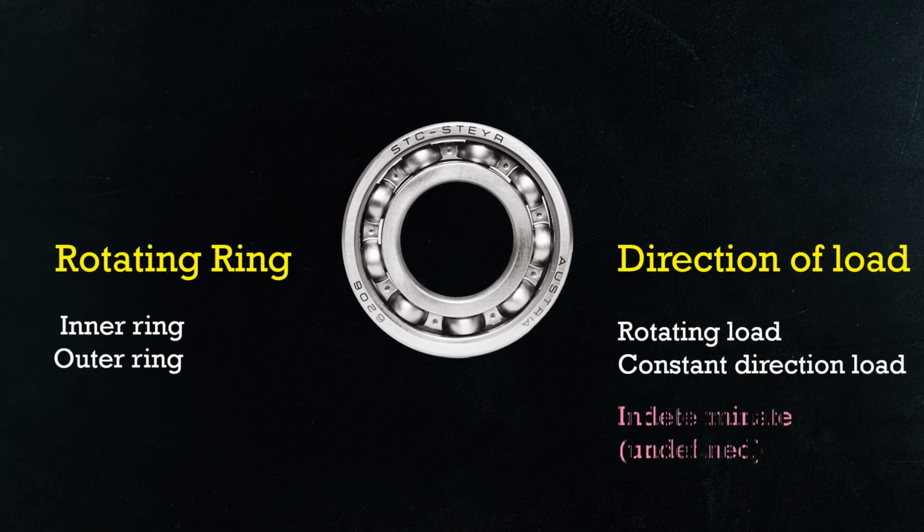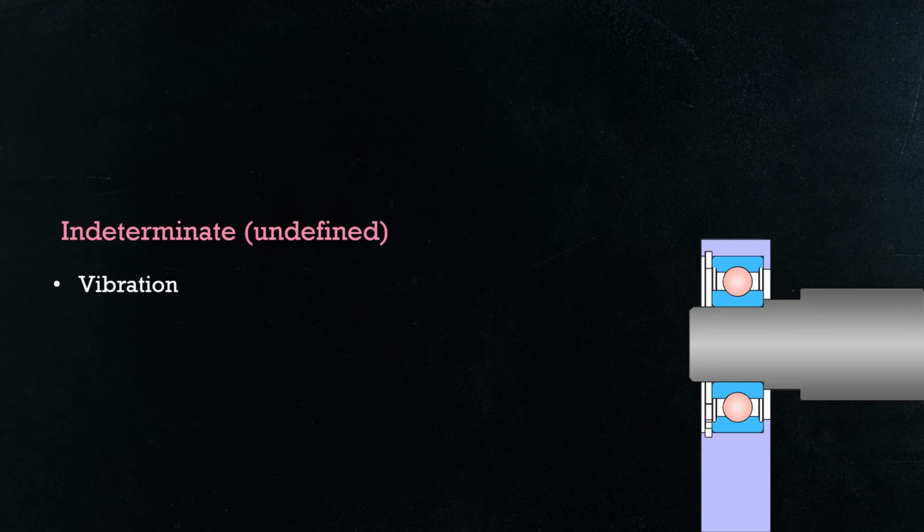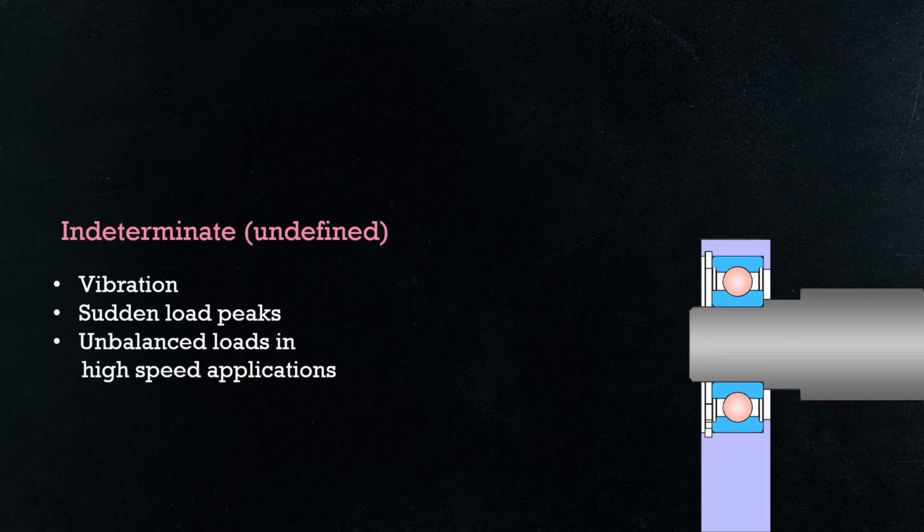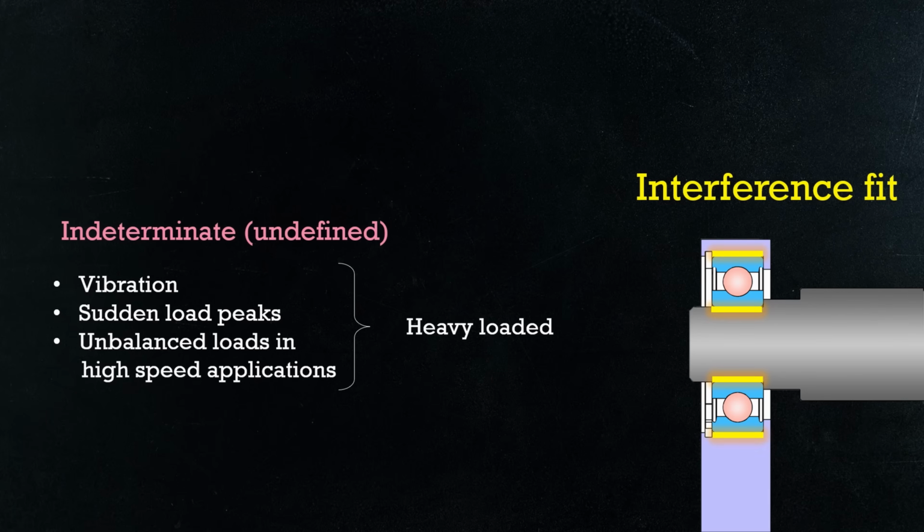Now, in some cases, direction of load could be indeterminate, undefined, like vibration, sudden load peaks, or unbalanced load in high-speed application, where we cannot accurately describe the direction of load. So in these conditions, particularly where a heavy load is involved, there will be a higher chance of bearing ring slipping. So we should use interference fit on both rings of the bearing.